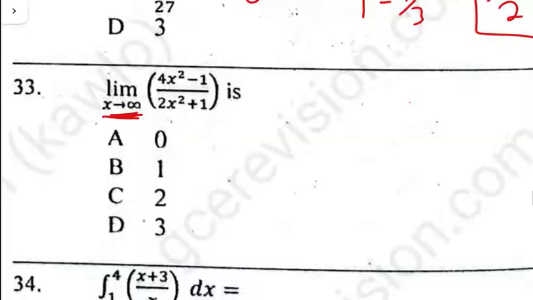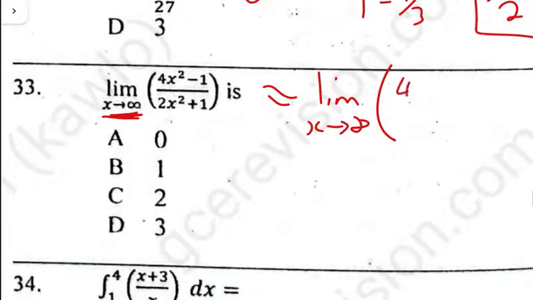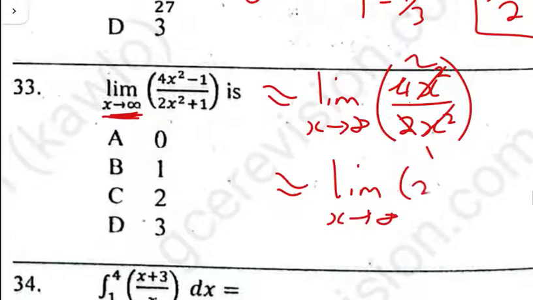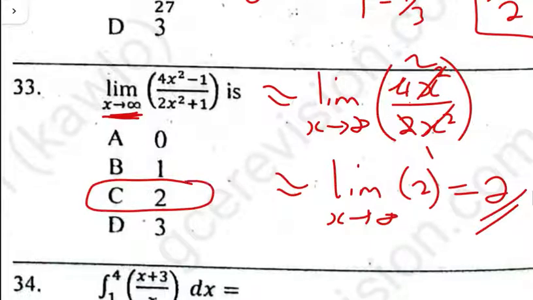For example, as x tends to infinity, 4 times infinity minus 1, that minus 1 won't affect anything, right? So this is approximately just the limit as x tends to infinity of 4x squared over 2x squared. Because x tends to infinity, subtracting 1 or adding 1 will not change anything. Now just cancel out: 2 here 1, 2 here 2. So this will just be the limit as x tends to infinity of 2. And what will that value be? It's 2. Okay, so our key is C.